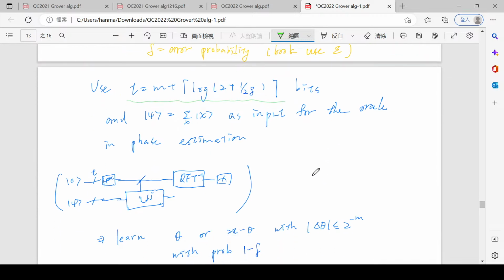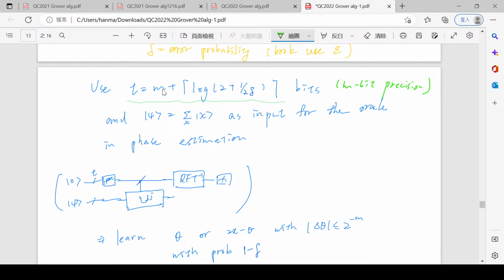And well, now we use our favorite phase estimation error probability formula. So we know for our phase estimation, if we use t bits, t equal to m plus this log 1 over delta term, then we can have m bits of precision. M bit precision. This is what we learned from our painful analysis of phase estimation.